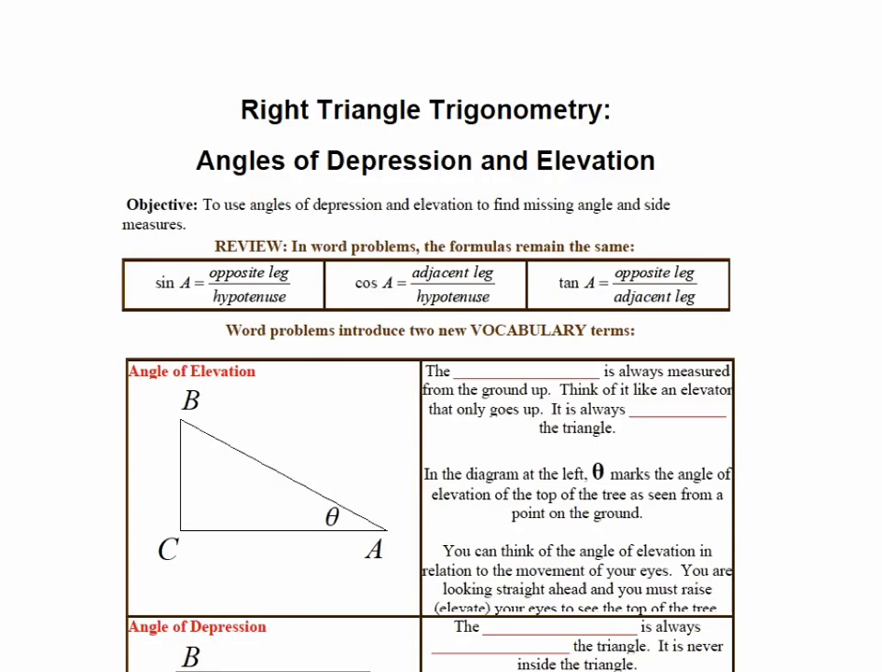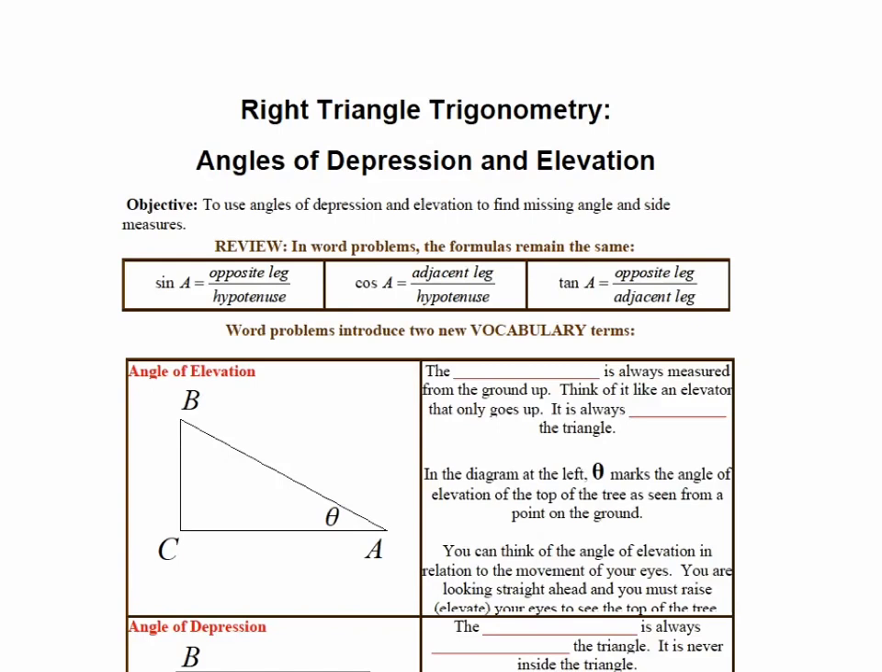But to start, I just wanted to not do a formal warm-up, but to review that, in fact, for the word problems, your SOH CAH TOA formulas are going to remain the same. So remember that the sine of our angle is always going to be our opposite over our hypotenuse. The cosine of our angle is always going to be your adjacent over your hypotenuse. And the tangent of your angle is going to be the opposite over your adjacent leg. So these three formulas are still very much what we're going to use today.